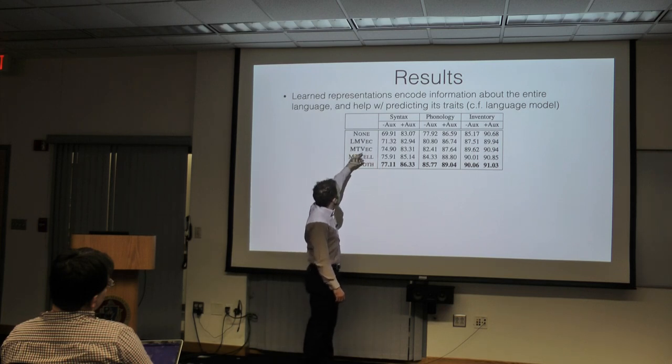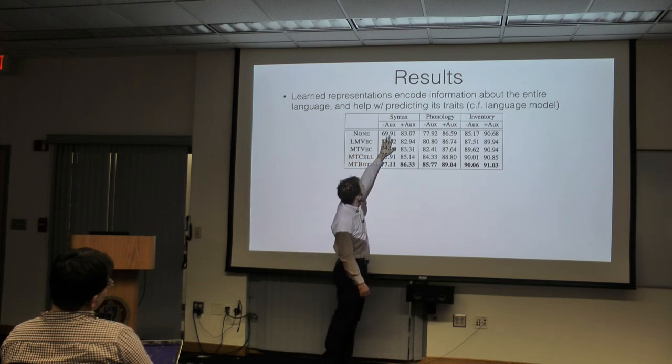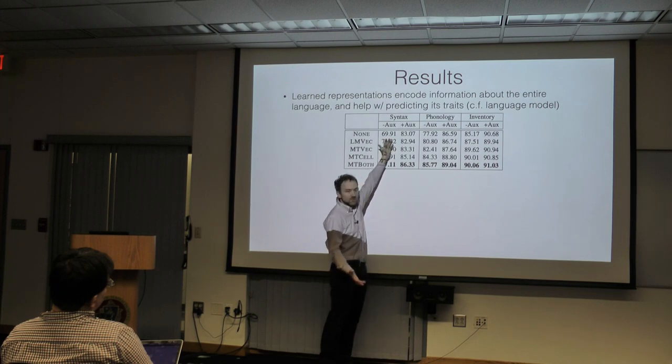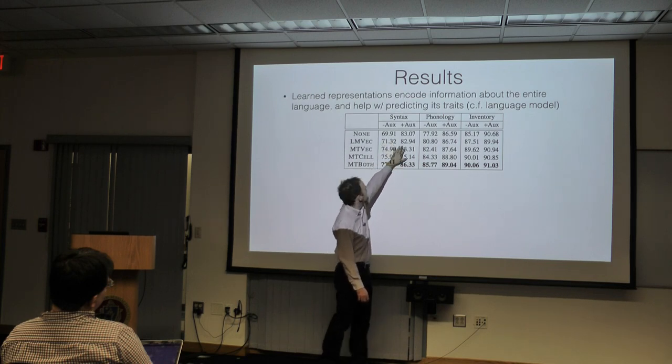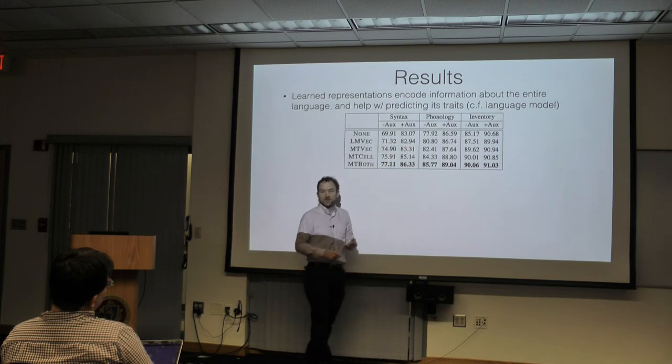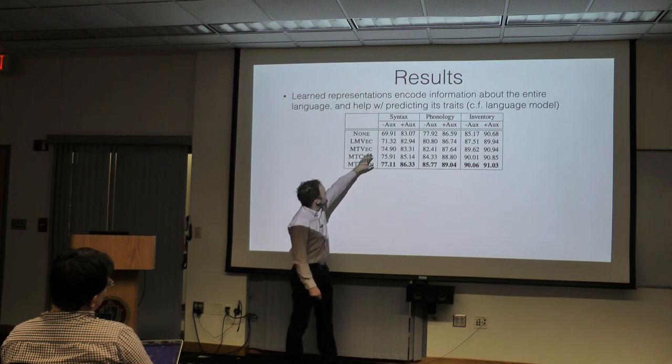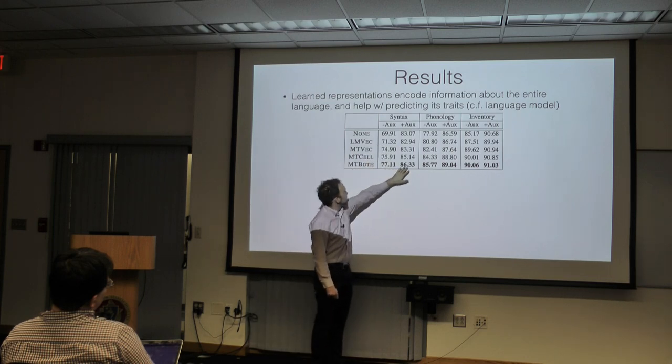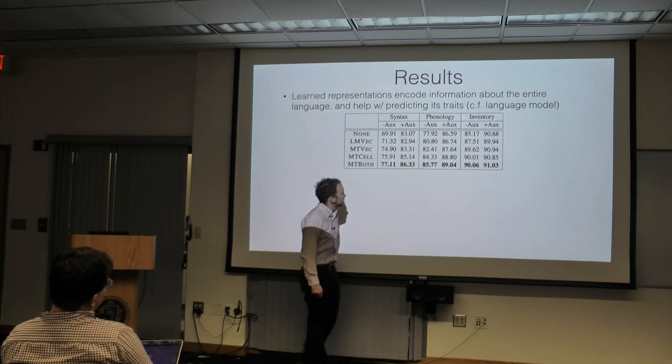You can see basically the top one here is with no kind of neural network based learning. Minus aux is with just the majority class. Plus aux is with a bunch of other features proposed by previous work. And you can see that the features that our method learned help both over the baseline random chance and over previous work.